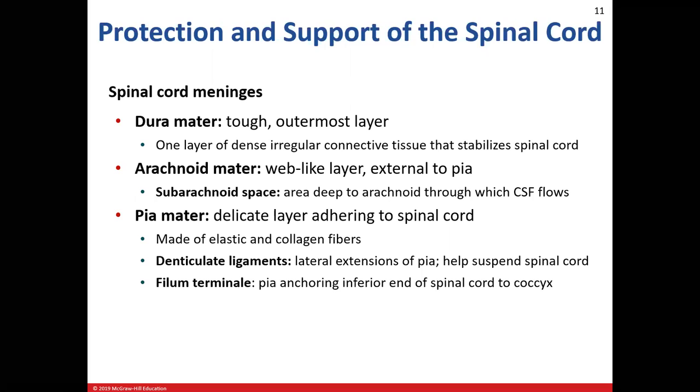And then we have the pia mater. And the pia mater is this delicate layer that adheres to the spinal cord. Again, same as the brain tissue. It's made of elastic and collagen fibers. However, one of the things that we have off of the pia mater are called denticulate ligaments. Now, denticulate ligaments are these lateral extensions of the pia mater, and they help to suspend the spinal cord. And so they basically go out and extend out and attach themselves to the dura mater. We also have the filum terminale, which is the anchoring point of the pia mater, and it travels all the way to the inferior end of the spinal cord to the coccyx. And that helps to anchor the inferior part of the spinal cord.